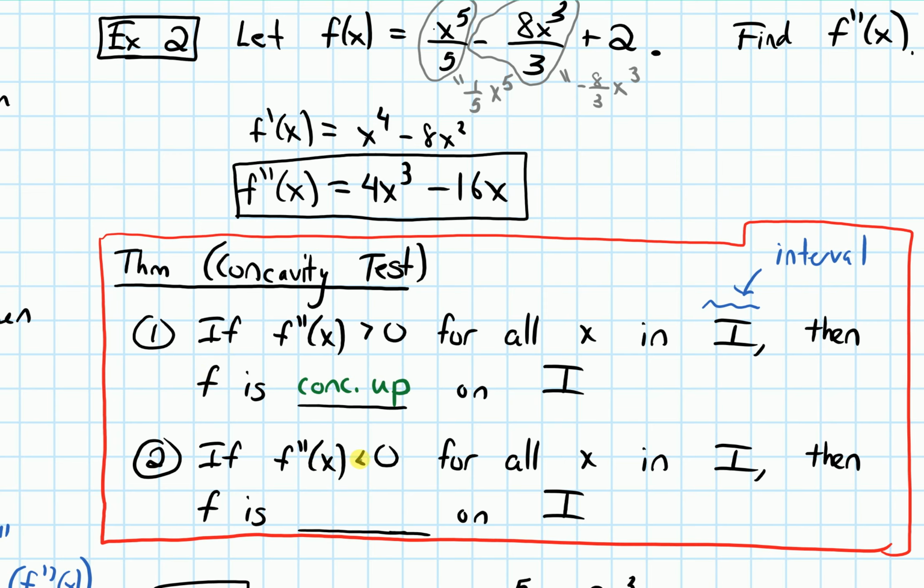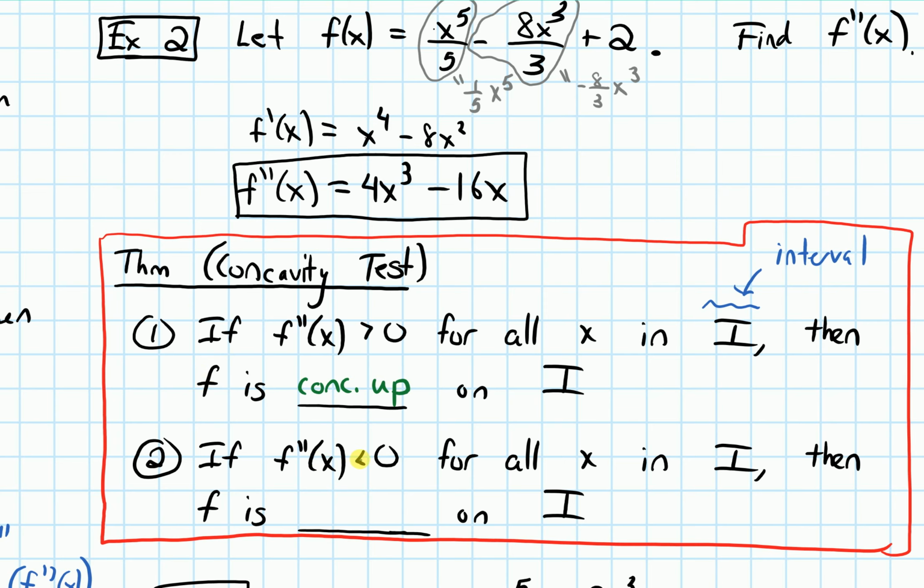Okay, so the key to determining when a function is concave up and when a function is concave down is looking at the second derivative and figuring out when it is positive and when it is negative. So it's really similar to what we do with the first derivative, figuring out when the first derivative is positive and when it is negative to determine when a function is increasing and decreasing. Now we're just going to be doing that with the second derivative for concavity.